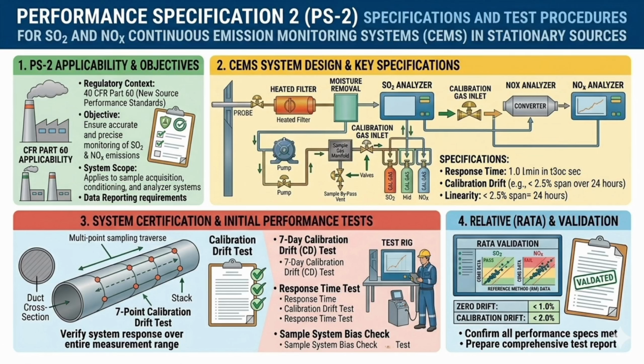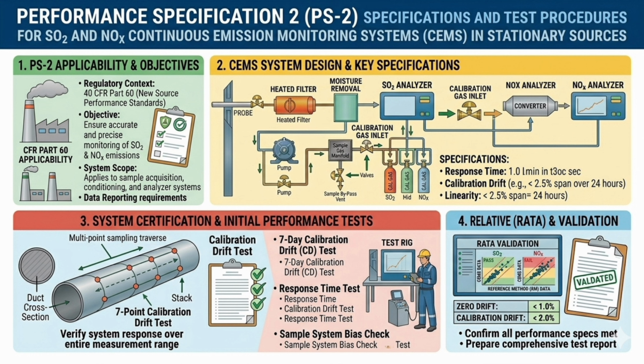All right, let's get right into it. Welcome to this comprehensive explainer on EPA Performance Specification 2. If you've ever found yourself wondering exactly how massive industrial facilities prove they're staying within the legal limits for pollutants, things like sulfur dioxide and nitrogen oxides, well, this is the absolute blueprint. We're not just talking about flipping a switch on a machine here, it's a meticulously structured, highly rigorous journey of compliance. And today, we are going to unpack exactly how the whole thing works.